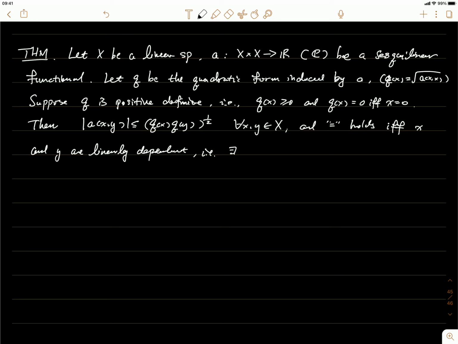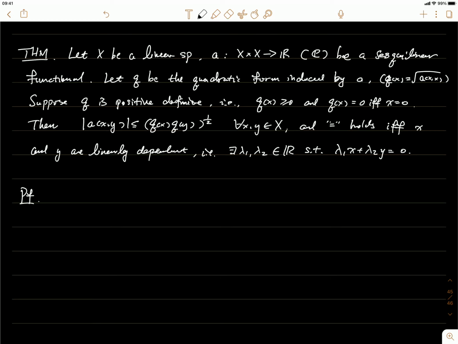That is to say that there exist lambda 1, lambda 2 in R such that lambda 1 x plus lambda 2 y is equal to 0. Okay, so this is actually the same as before. You can either say this, or you say that the equality holds if and only if x equals 0 or y equals 0, or there exists some constant lambda such that x is equal to lambda y. If you want the equality to hold, those are the only possible cases.